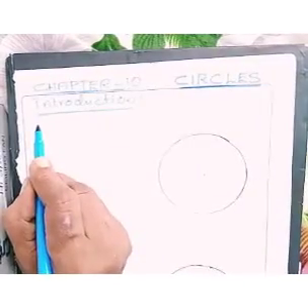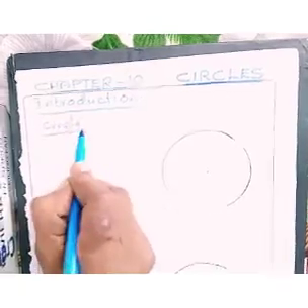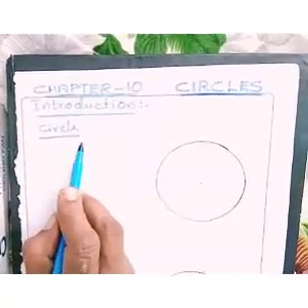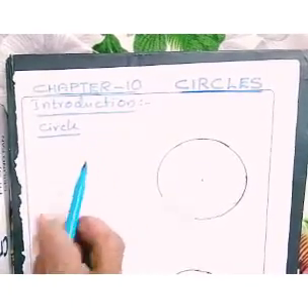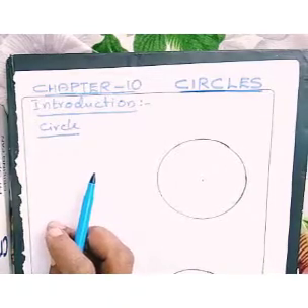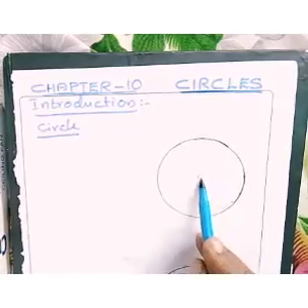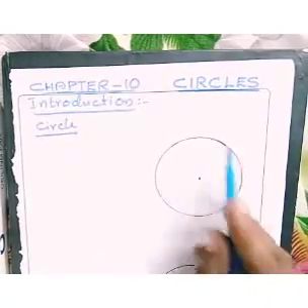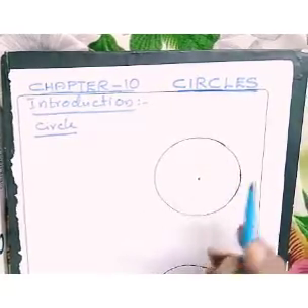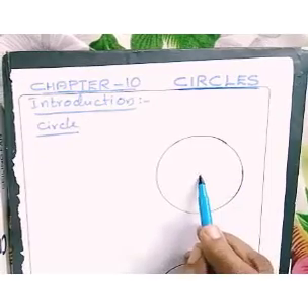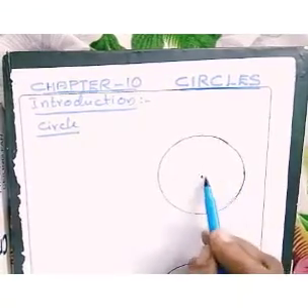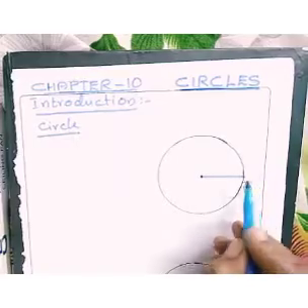Circles. Some words about circles. So first we have to remember what a circle is. A circle is a collection of all points in a plane which are at a constant distance from a fixed point. The constant distance, this distance is called what?